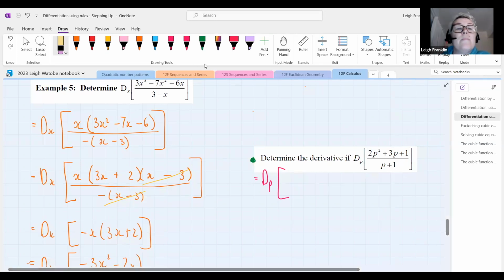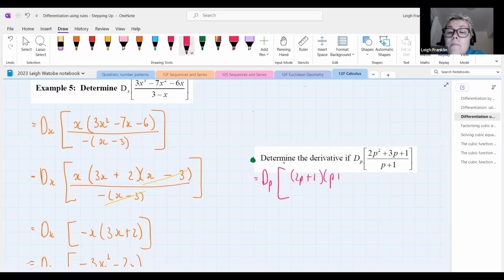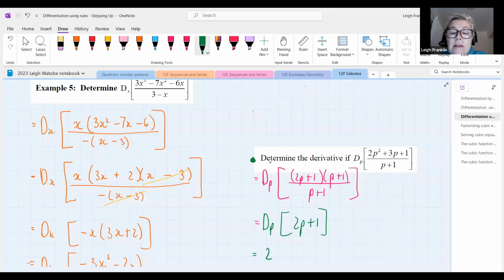Ma'am, I said DP, then I changed the numerator and said 2p plus 1 in brackets. And then the other brackets I put p plus 1 over p plus 1. Good. And then for the next step, I have dp into 2p plus 1. Good. Well done. And then my final answer is 2. Good. Excellent, Leanne. Well done.